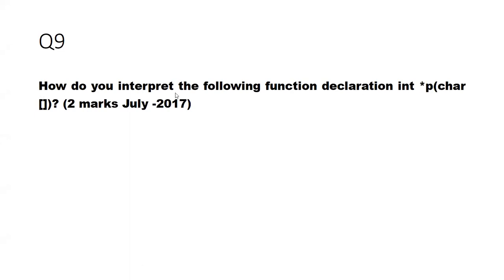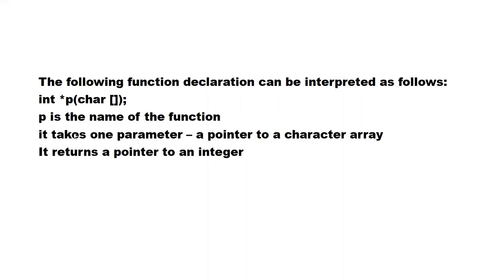Next question, how do you interpret the following function declaration? int *p(char[]). The following function declaration can be interpreted as follows. p is the name of the function. It takes one parameter, a pointer to character array, and it returns a pointer to an integer. That is why it has been put as int star.